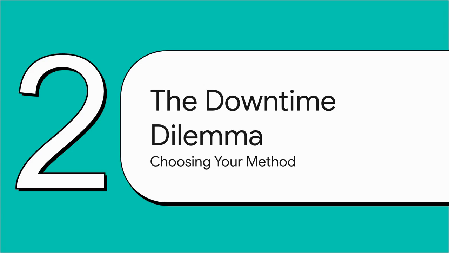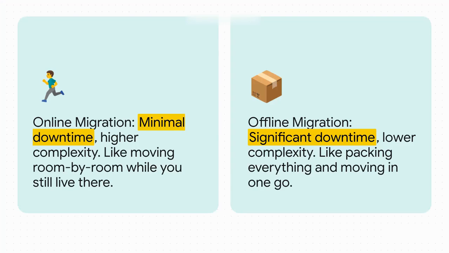Okay, so we know what we're moving and we know where it's going. Now for the really crucial question, how do we actually get it there? And this decision, well, it pretty much all comes down to one critical factor: downtime. You've basically got two main ways you can go here. An online migration, that's like moving house one room at a time while you're still living there. It keeps the disruption to a minimum, but yeah, it's definitely more complicated to pull off.